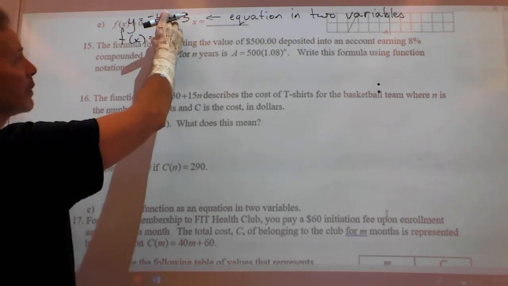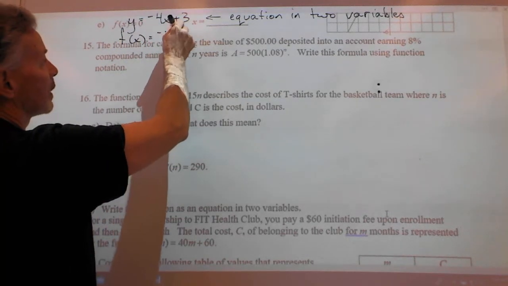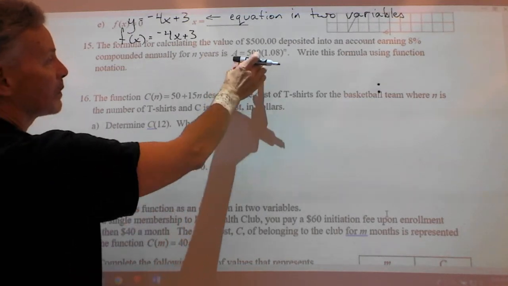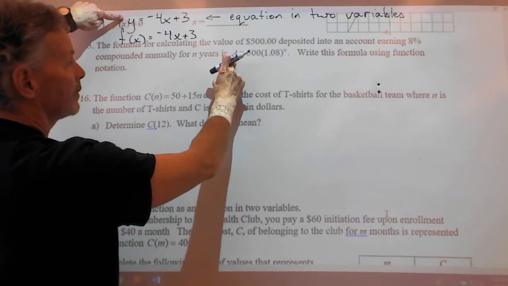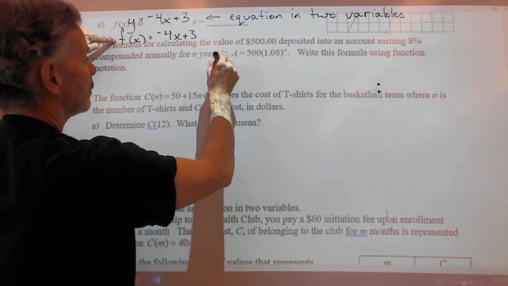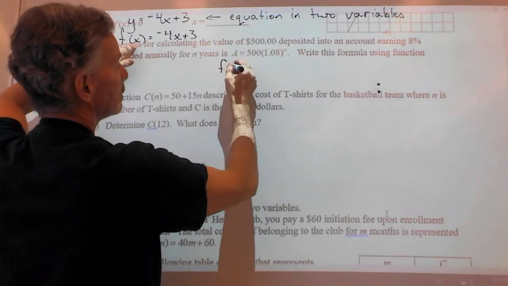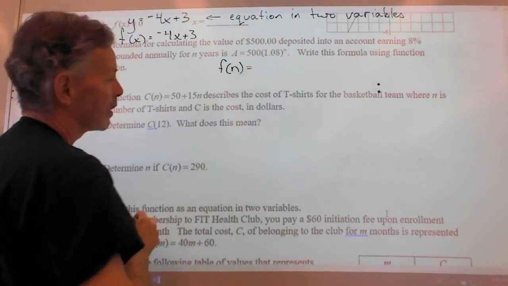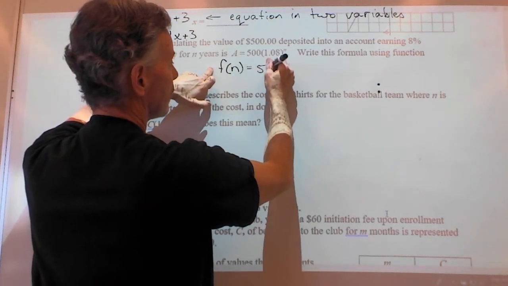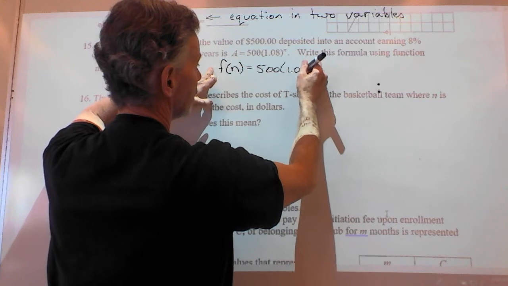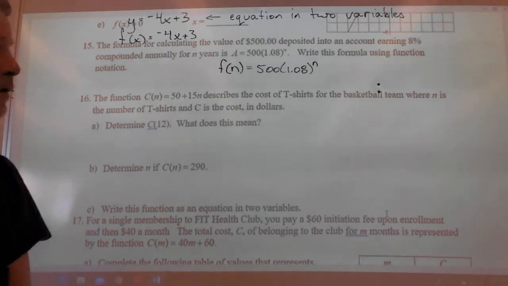Okay? So notice, we took the variable from the right side, we stuck it in brackets. -4x plus 3. Well, we're going to do exactly the same thing with this. We're going to take the variable that was on the left side, the isolated variable, and instead we're going to write it as f at, and then we'll take the variable from the right side and plug it in. So instead of a, we have f at n. The right side doesn't change. 500, 1.08 to the exponent n. And that's it. Okay? Not too difficult.